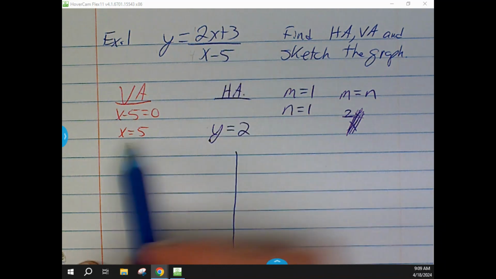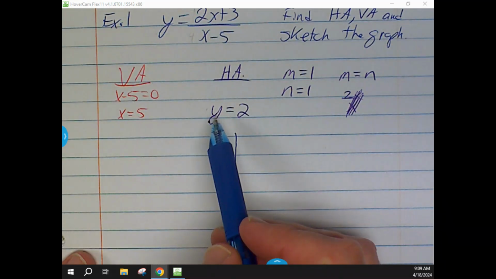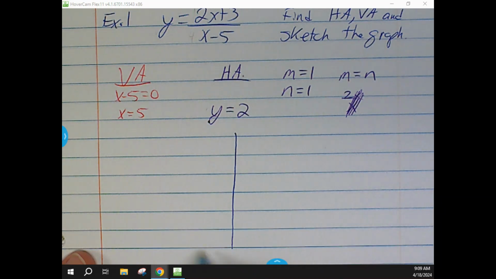All right, so when you graph it, again, we know we're going to go to 5 and put a vertical asymptote. We're going to go to 2 and put a horizontal asymptote. So that means this graph needs to kind of go way over this way. Okay, so here we go.